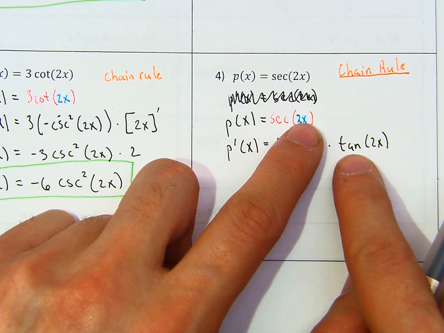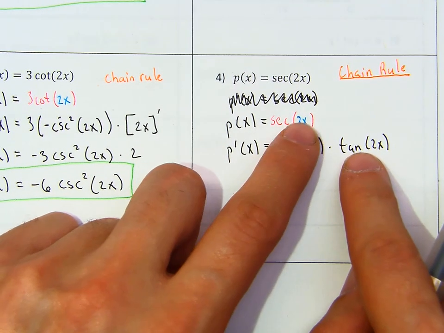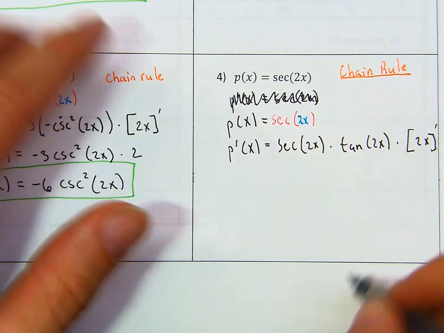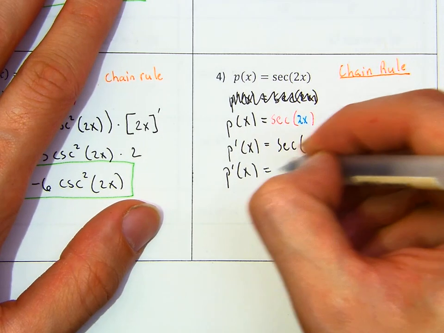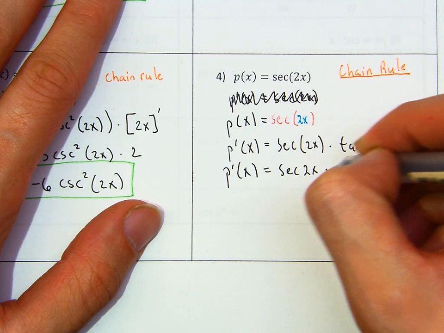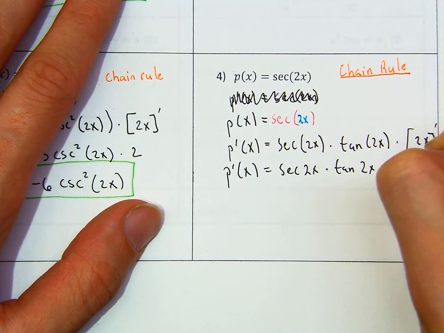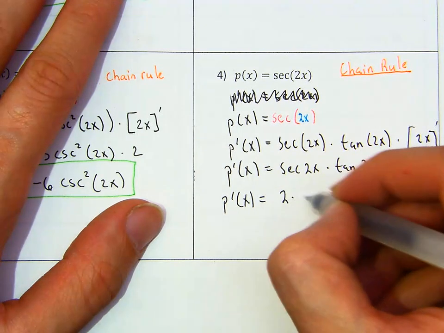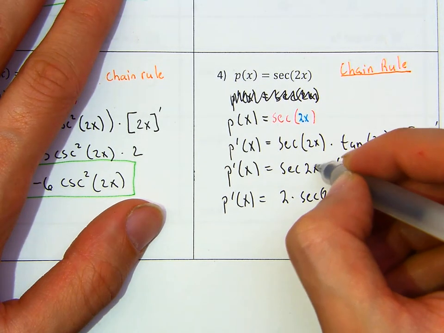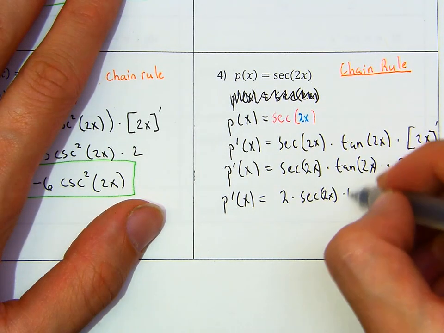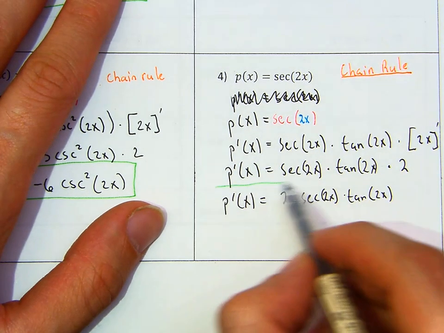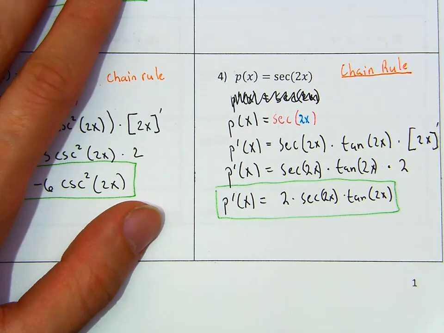Now we took the derivative of the red. Now we're going to take the derivative of the blue times the derivative of 2x, right? And then p prime of x is equal to secant 2x times tangent 2x times 2. So this just becomes p prime of x equals 2 times secant 2x times tangent 2x. And then that should be it. Okay. All right. Let's look at the next one.